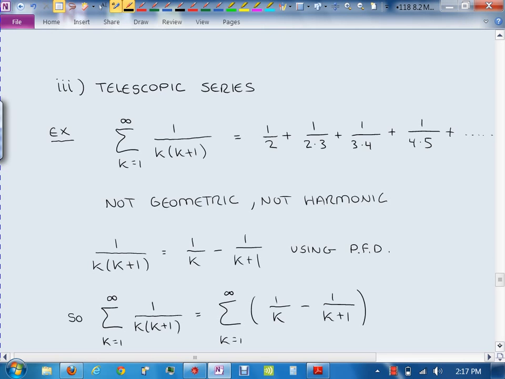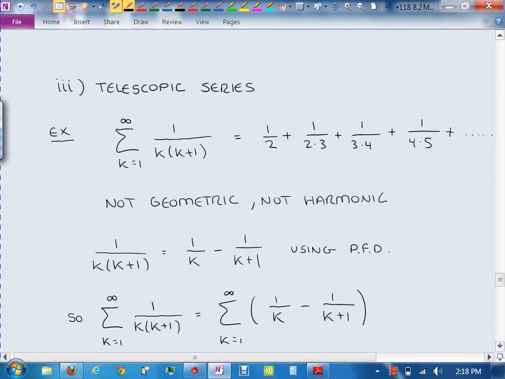So let's take a look at this. We get 1/2, let me make sure I did this right. Plug in 2, we get 1 over 2 times 3. Plug in 3, we get 1 over 3 times 4. Yep. Okay, it's not geometric and not harmonic. Why? The harmonic you tell because it has just k as a denominator.